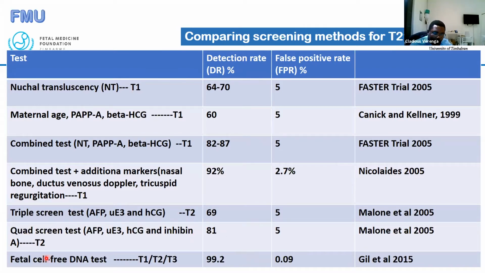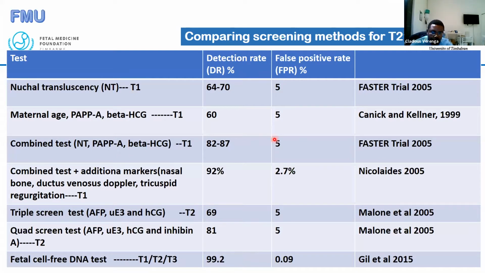Then if we offer the fetal cell-free DNA test, which is called NIPT, sometimes Harmony or Triple Screen, depending on the trading company, there are various names used for the fetal cell-free DNA test, we are only going to miss 8 out of 1,000 babies with Down syndrome. So this is the best test to offer. The only limitation is that it is currently beyond the reach of many.